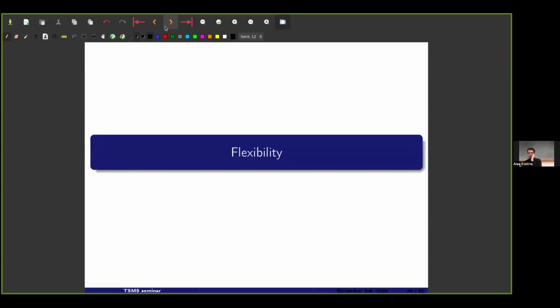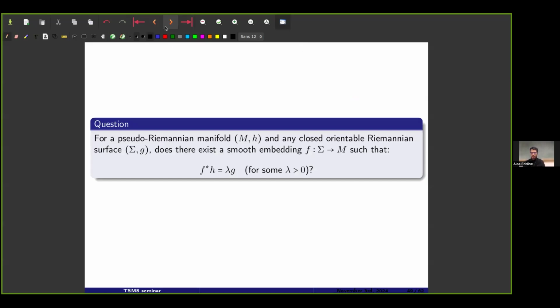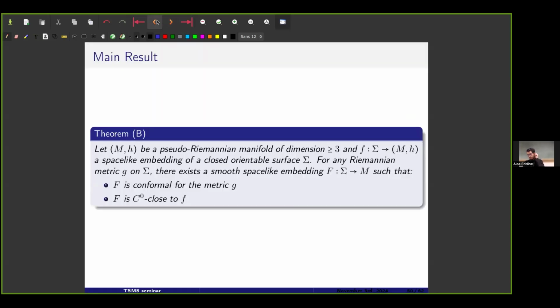Okay, so as I said, the problem still has a solution, but we need to drop the condition about the curvature. Let me remind you the question. We have a pseudo-Riemannian manifold, and we have a closed orientable Riemannian surface, and we want to find a smooth embedding which is conformal for this metric. We will prove that once we have a spacelike embedding, then that's it. We can find a conformal embedding. So this is the only condition.